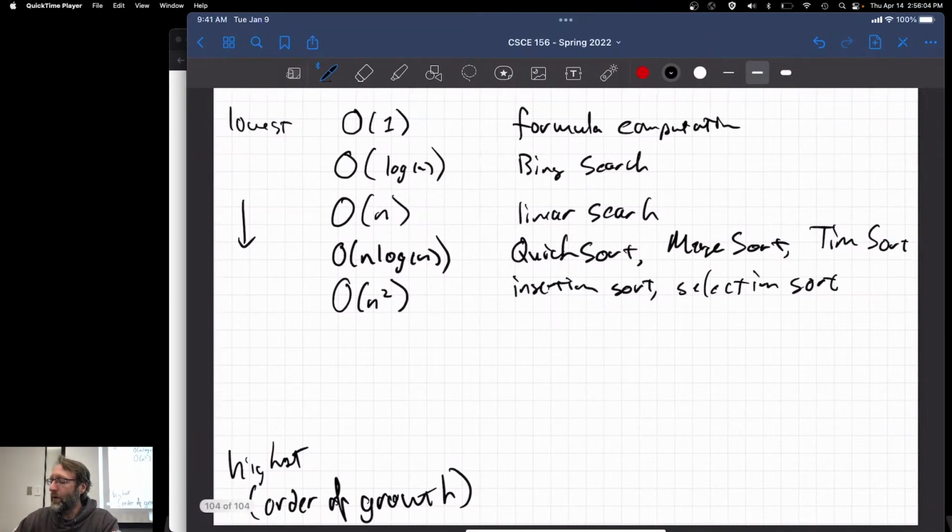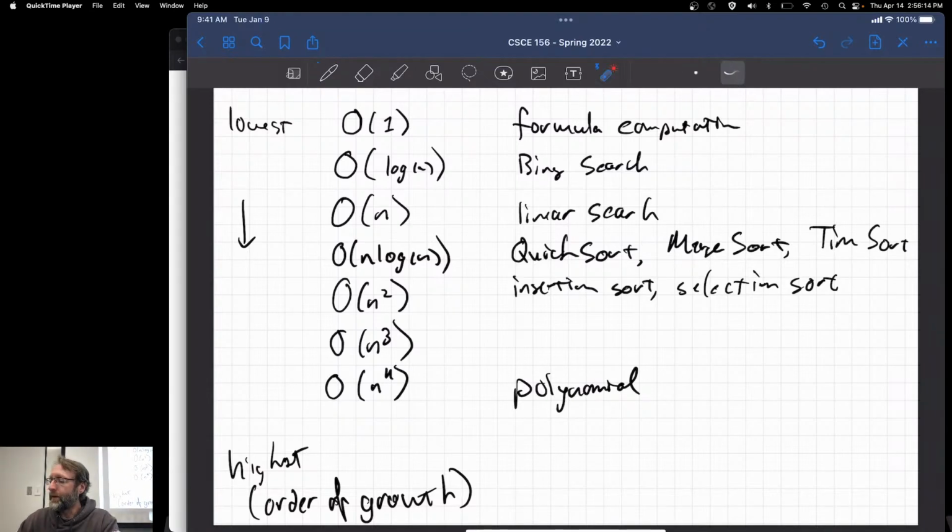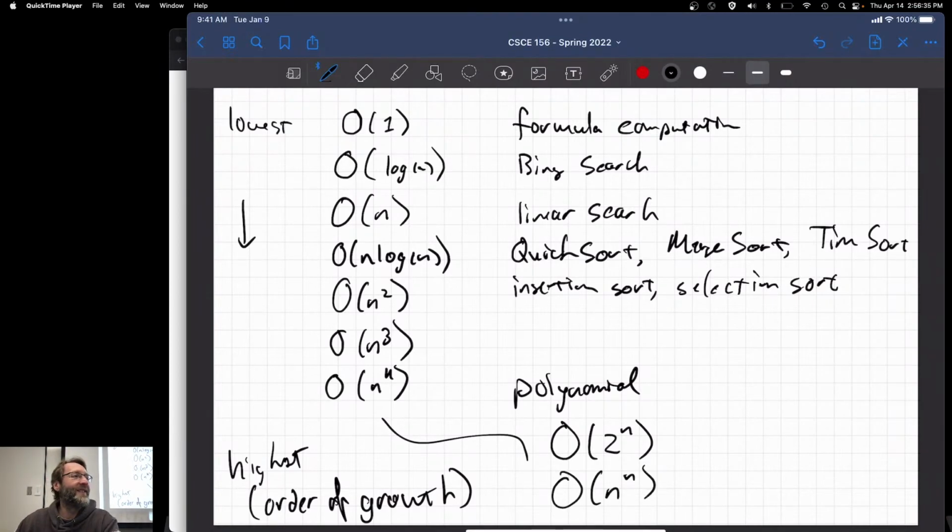Well, order n cubed. If you want to, you can be general about it, and this is just polynomial. This is logarithmic, linear, quasi-linear, quadratic, cubic, polynomial. What's above that? Let's go ahead and go with 2 to the n, and then you say order n to the n. Wow, that's super. That's exponential and super exponential.